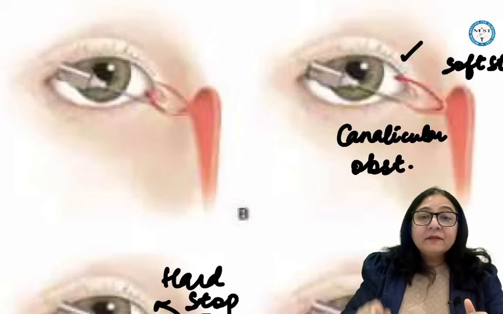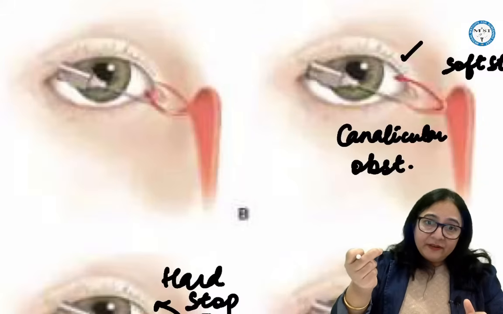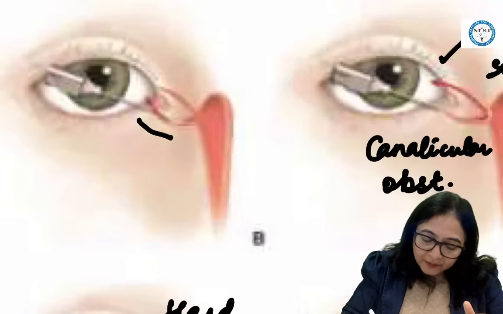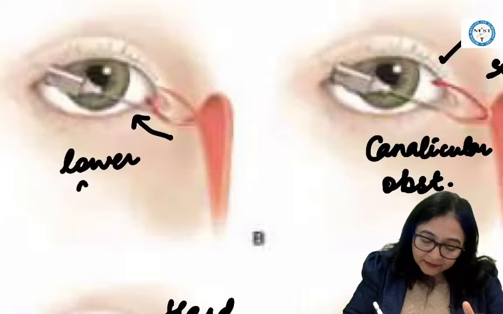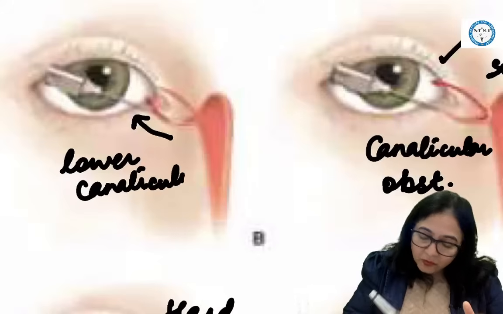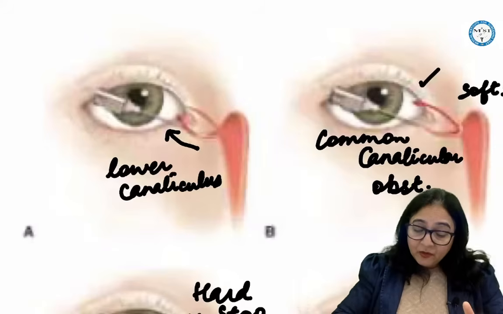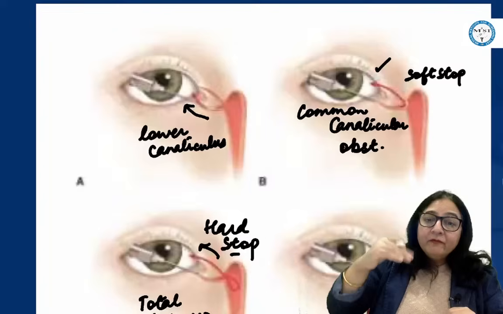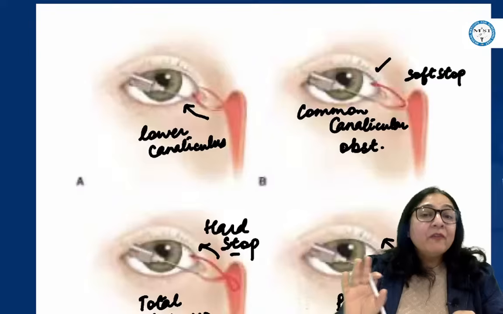And the last is when the canaliculus itself is obstructed. If you are testing through the lower punctum and the fluid comes back from the lower punctum itself, it means it is the lower canaliculus which is blocked. Whereas in the second situation, I should also add common canaliculus, that you have reached up to the common canaliculus. So this is the interpretation of the syringing, which sometimes can be asked, and based upon that you have to make a diagnosis of what type of obstruction is there.